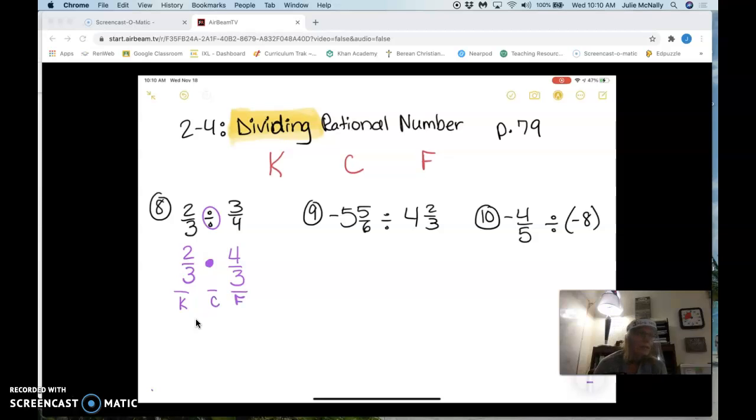And now I can solve, because guess what? When we solve a multiplication problem with fractions, we just multiply the top numbers together and multiply the bottom numbers together. So what is 2 times 4? Anybody? 2 times 4 would be 8. Good. And then 3 times 3? 9, that's right, good job. And that becomes my final answer.